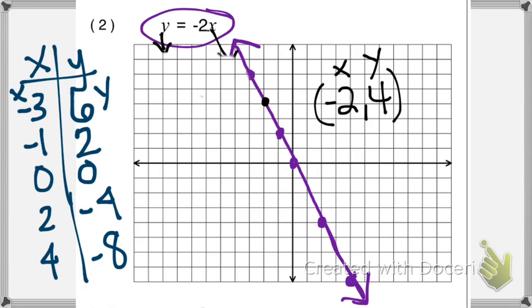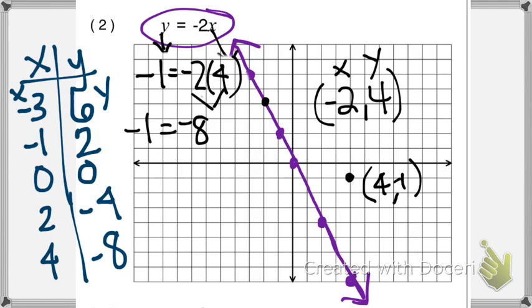Well, now if I pick, let's say, this point here, that would be 4, negative 1. Is that a solution? Well, let's plug in negative 1 for y. I'm plugging in 4. Well, negative 2 times 4 is negative 8, and that's not equal, which means any point on the line is a solution, because we're showing the solutions on the line. Any point not on the line is not a solution to this equation right here.